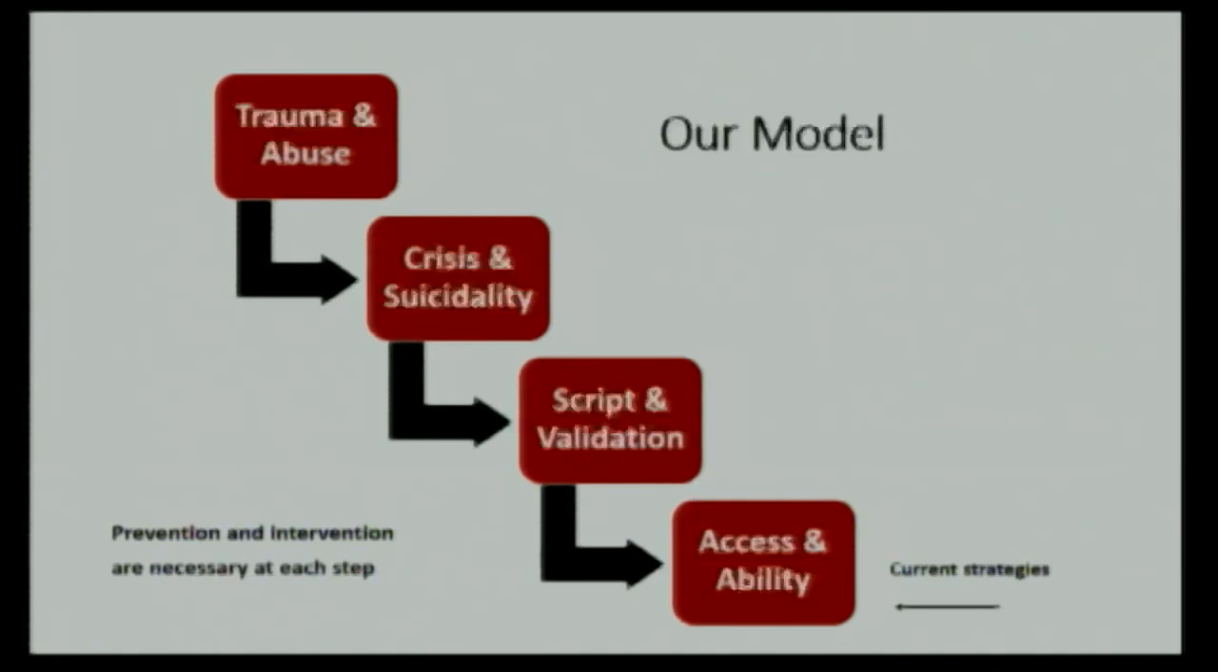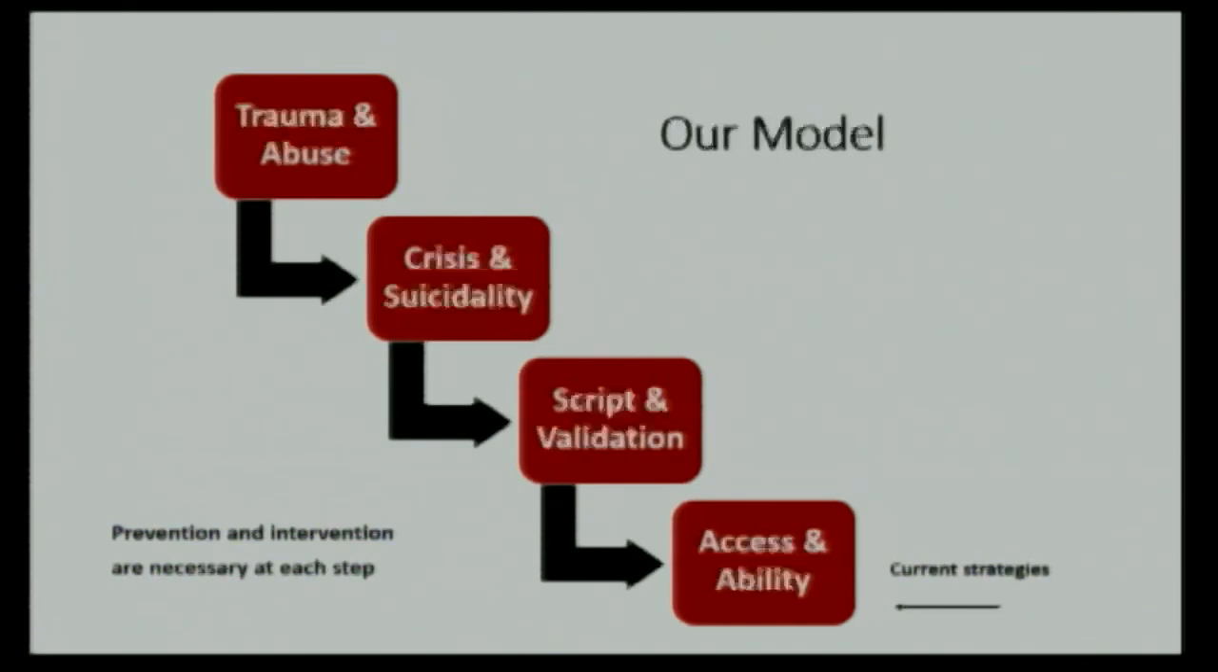The third is script and validation, which we'll talk more about, but shooters study other shooters. They research online. They get radicalized in online hate groups. And then the fourth piece being access and ability. So access to firearms and then access to the building that they've chosen. And we think that based on this model, prevention can happen at each of these 4 steps.